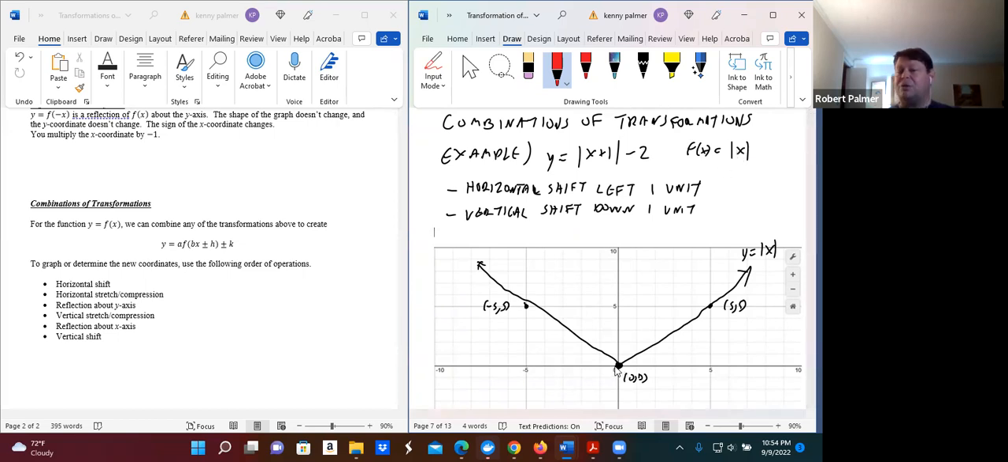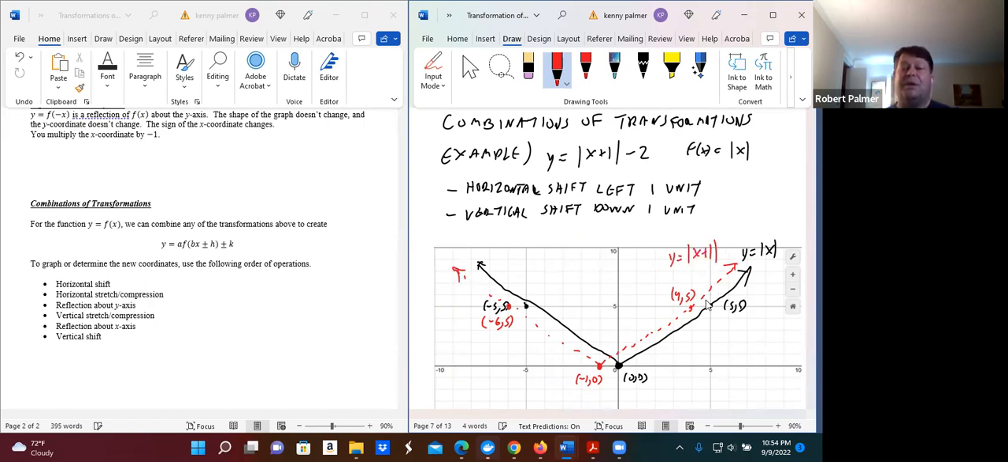So remember, what that's going to do is it's not going to change my y coordinates. My x coordinates will actually change by negative 1. So it's going to go to negative 1, 0. Here, this one's going to go to negative 6, 5. This one will go to 4, 5. Now, I'm going to make this a dotted line because this is not my final graph. This is essentially like an intermediate. Okay, so this red graph is y equals the absolute value of x plus 1.